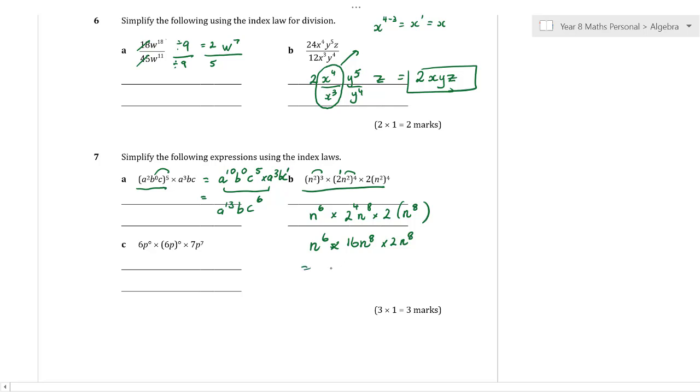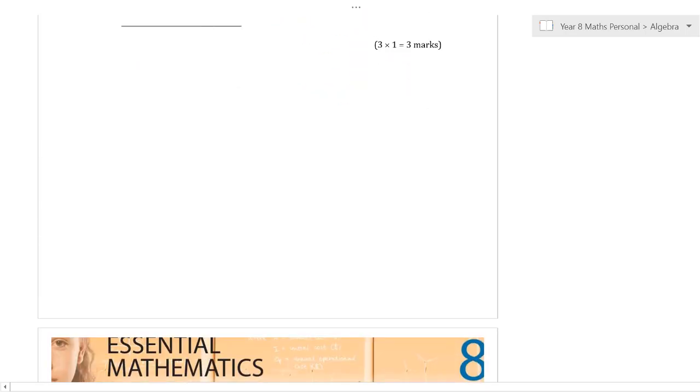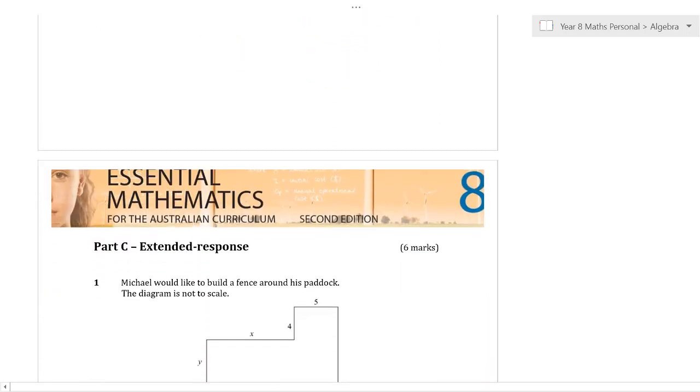Bring those together, that's going to be 32. And then what am I doing to the powers? 1, 2, 3. I'm going to add those powers, and that is going to be 16, 22. 32 n to the power of 22. All right, I'm going to stop there. That's probably enough on index laws.